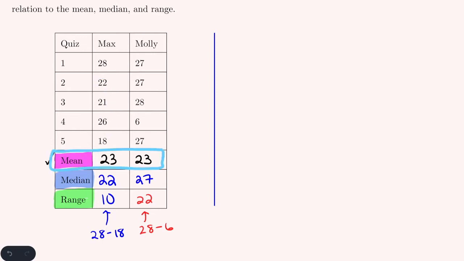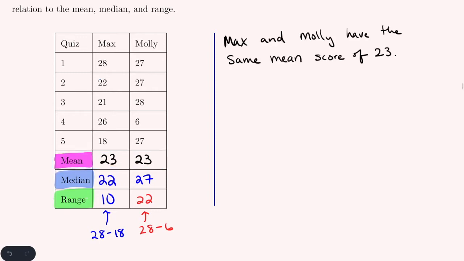So the first thing we notice, Max and Molly have the same mean score. Their average scores are both 23. Now let's talk about what the medians mean. Max's median of 22 means half of his quiz scores lie below 22, and half lie above 22. Whereas Molly's median score of 27 means half of her entries lie above 27 and half of her entries lie below.